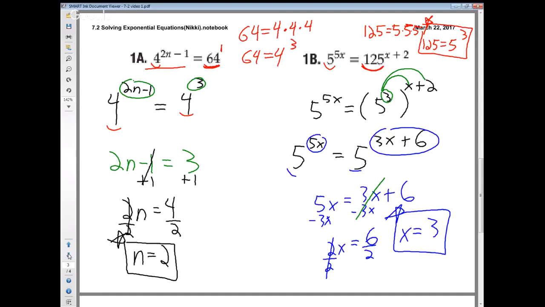So again, if you didn't get that, write a mental note on what you missed. And if you weren't sure where you went wrong, put a question mark next to this one, and we can talk about it in class tomorrow.